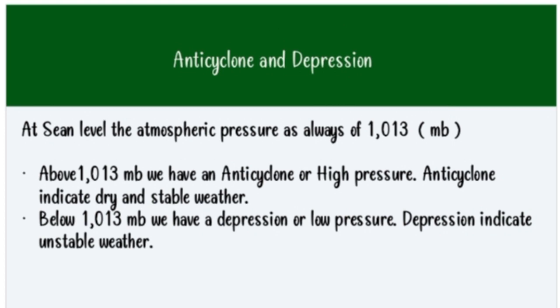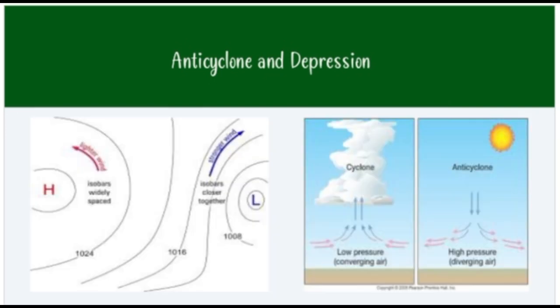Anticyclones and depressions are separated by a standard atmospheric pressure of 1013 millibars. Above 1013 MB we have an anticyclone or high pressure. Below 1013 MB we have the depression or low pressure.